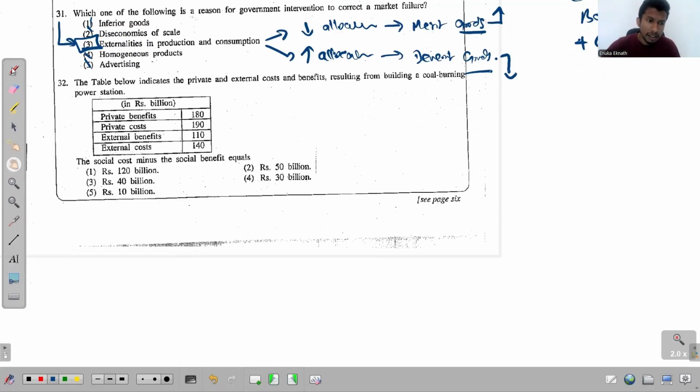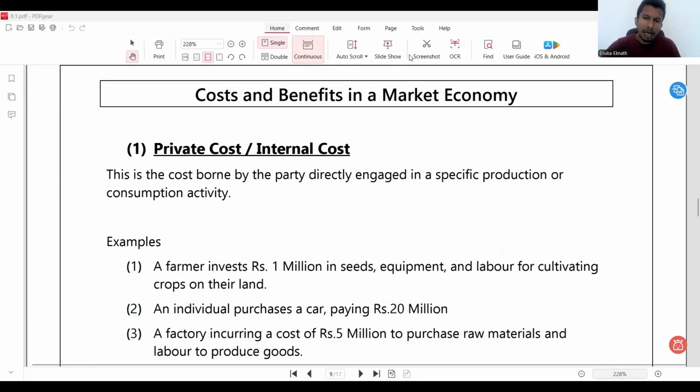Right. This question 32. The table below indicates the private and external costs and the benefits resulting from building a coal burning power station. All right. So we have discussed similar examples in our note as well. So let me just show you the note. Right, look at this one. This is about the costs and benefits in a market economy.